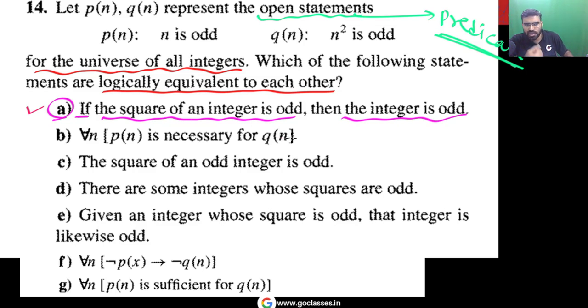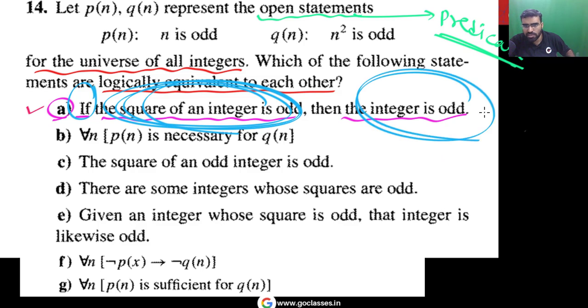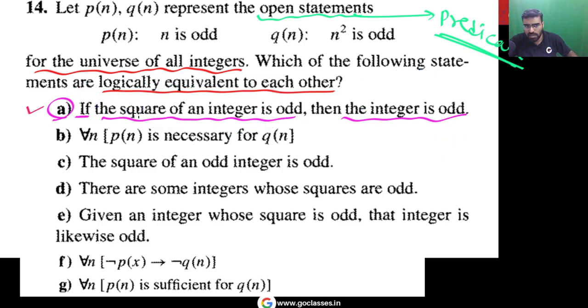How do we know? Let me tell you, very simple. In this type of statement, the universal quantification is implicit, that is, hidden. Many times universal quantification will be hidden. Read this statement and it will automatically tell you that it is universally quantified. It says if the square of an integer is odd, then the integer is odd. So this is talking about all the integers. For every integer we are saying that if the square is odd, then that integer is also odd. So in this statement, universal quantification is hidden.